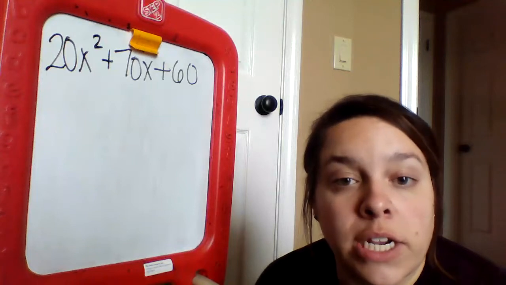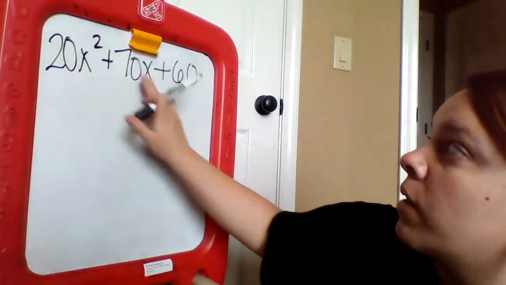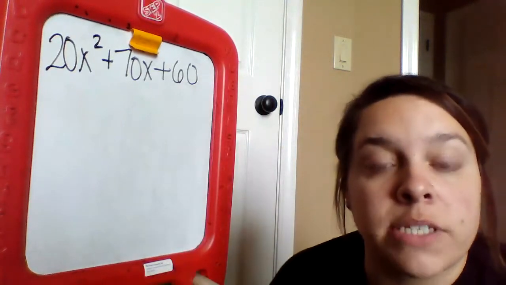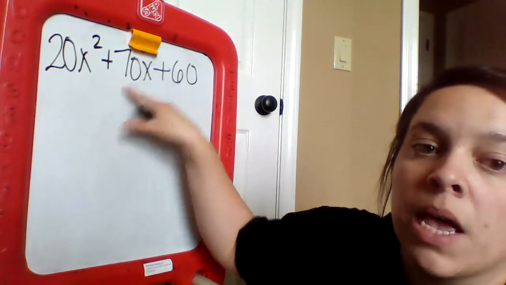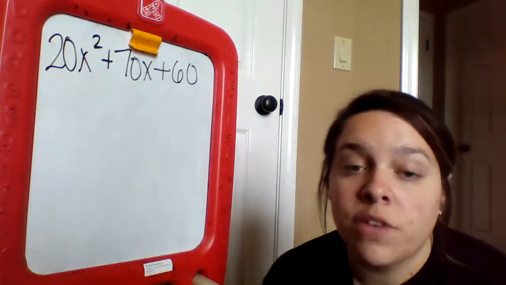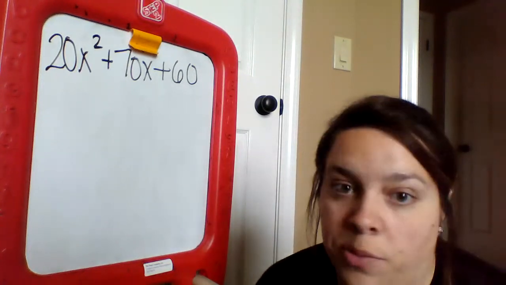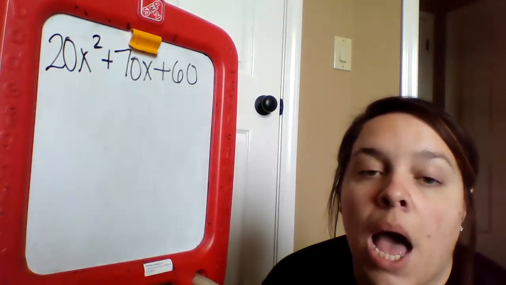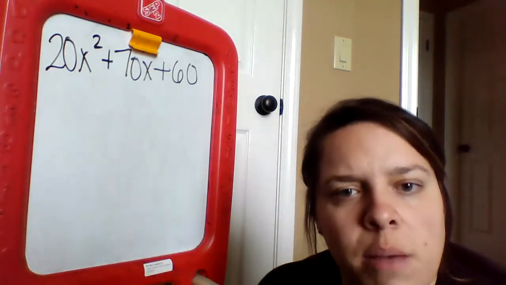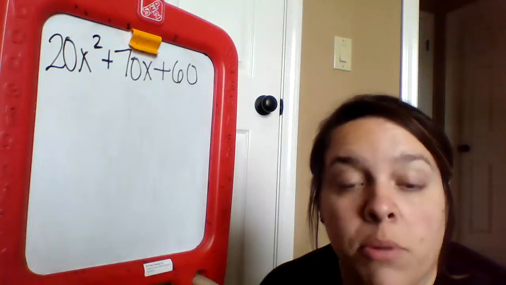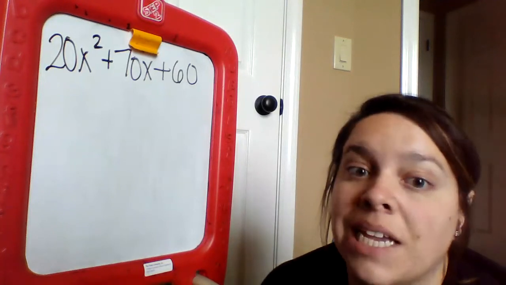So I'm first going to check to make sure it's in standard form: x squared, x, number. I'm also going to check for same signs or different. This one is same sign, and they're both positive. Then look for a GCF to see if you can make them smaller. This doesn't happen with all the problems. It happens with some of them, but just check to see. So 20, 70, and 60. The greatest number that all three of them are divisible by is 10.